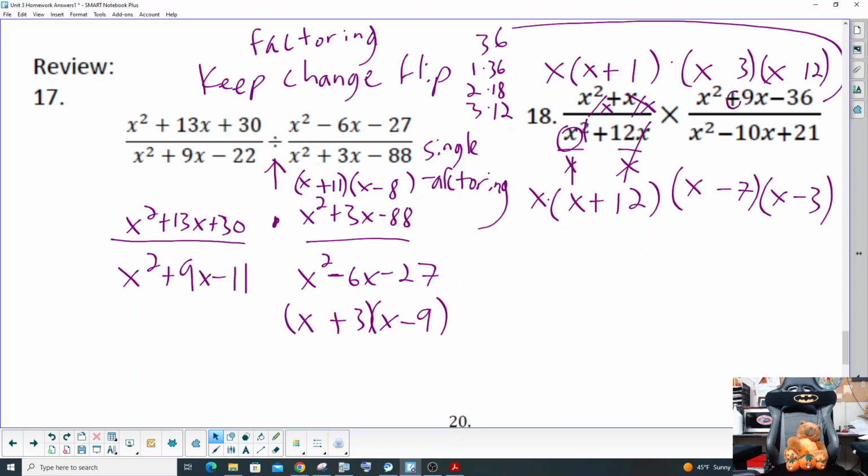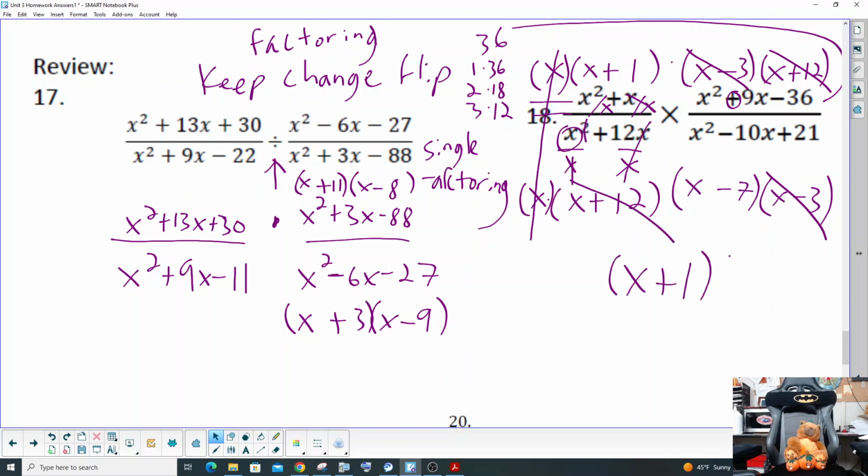And then the sign in the middle term goes with the bigger number. There we go. Look at that. Nice, nice. So now we're going to cancel stuff out. And so x divided by x becomes a 1, goes away. x minus 3 goes away. And x plus 12 go away. Wow. So it reduces all the way down to x plus 1 and x plus 1 divided by x minus 7 is our answer.